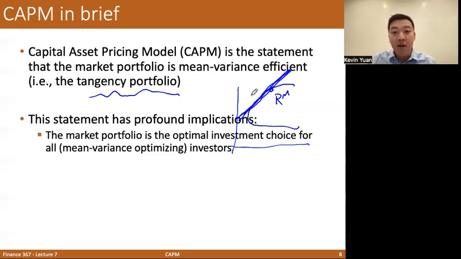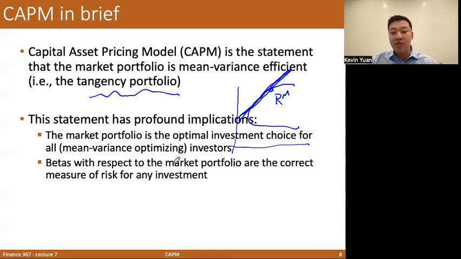It has a lot of profound implications. I began this pre-lecture series in the introduction saying that this would be one of the most important equations we'll be encountering in this course. And the reason for that is because it turns out that it has profound implications. The market portfolio is the optimal investment choice for all mean variance optimizing investors. Mean variance optimizing investor means that we believe that investors like expected returns and they dislike variance.